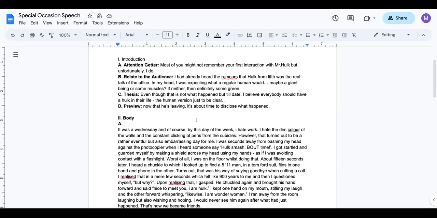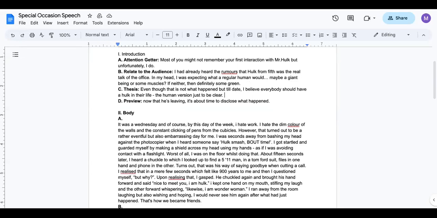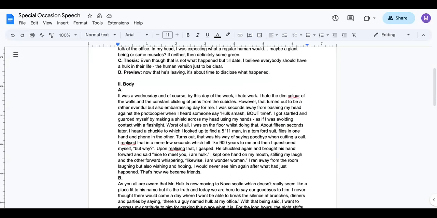Then we have the preview, which is going just a little in the past. The preview is basically the start of the story. So now that he's leaving, it's time to disclose what happened. So I am saying that I am going to disclose what happened, and that is my preview. I actually personally like this speech a lot. Even where I submitted it, it was a very huge success. So it's a nice speech. I'm going to send it to you as well.